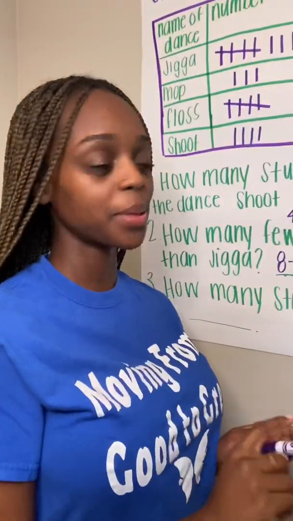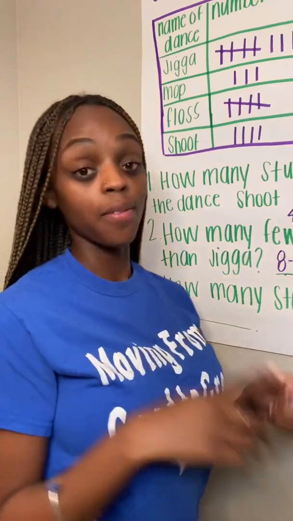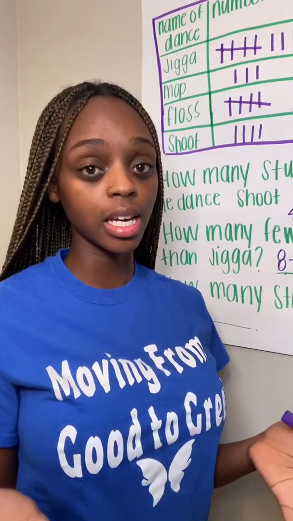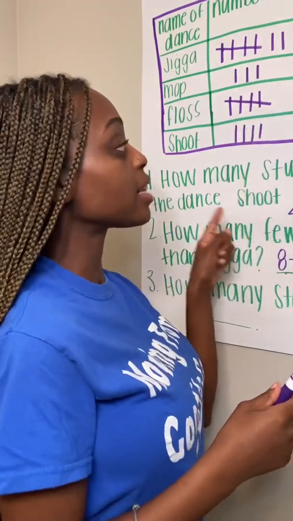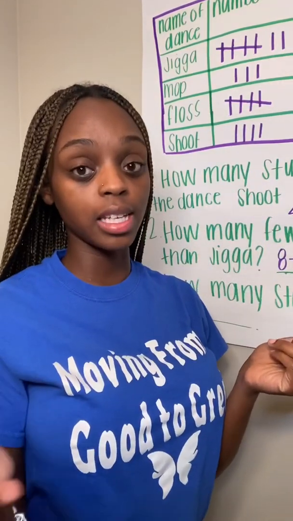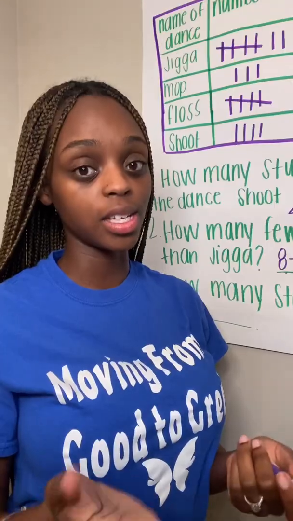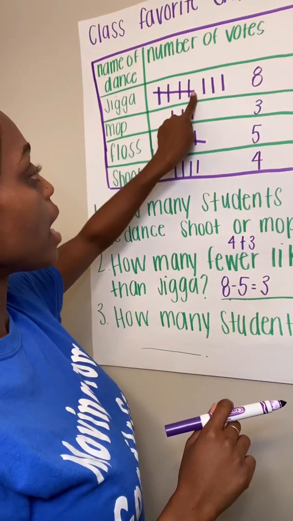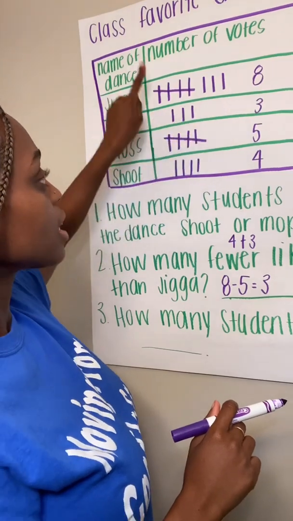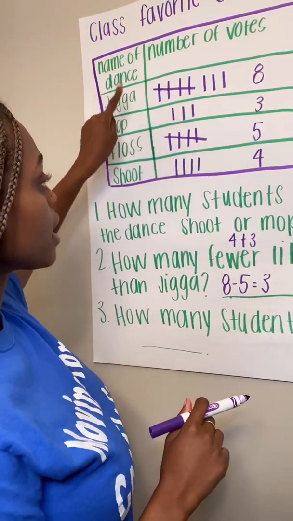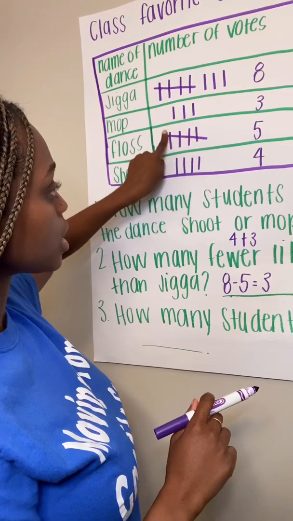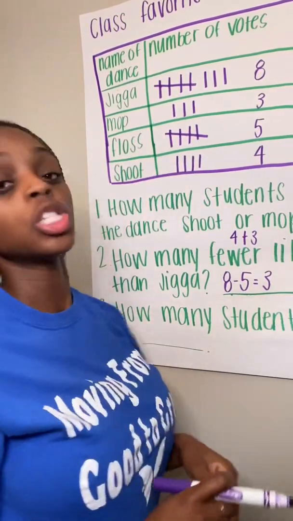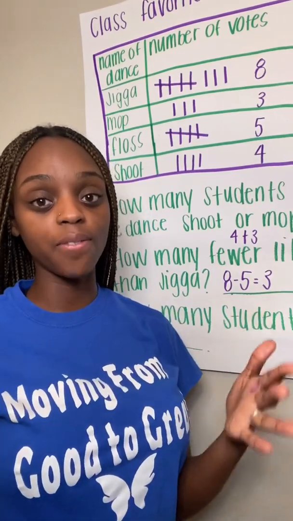And the last one, how many students voted? That means that we just need to count up how many students voted all together. Since we drew tally marks, we can just count our tallies. Let's count. 1, 2, 3, 4, 5, 6, 7, 8, 9, 10, 11, 12, 13, 14, 15, 16, 17, 18, 19, 20. So there were 20 students that voted.